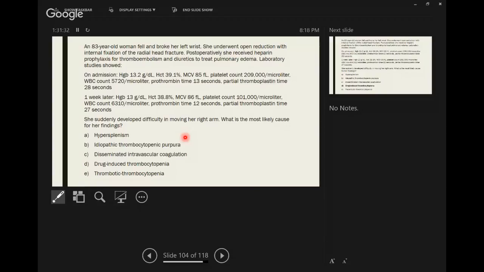And then suddenly she stops being able to move her right arm, and I'm going to say she has quite a lot of pain in it. So what's the most likely cause? There's only one cause we've talked about, but it's kind of hidden.